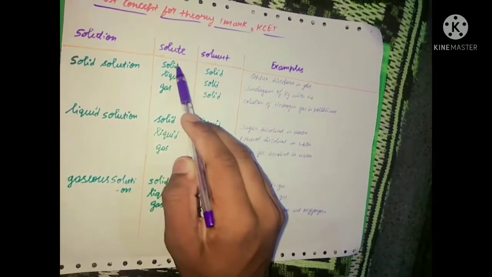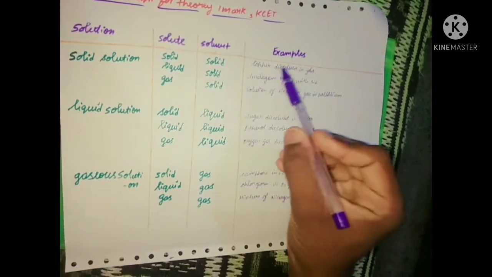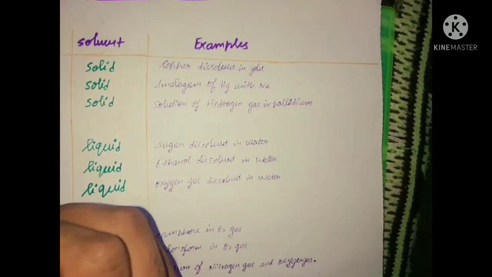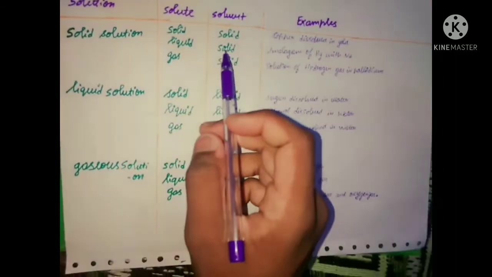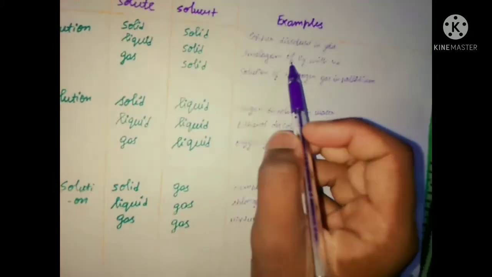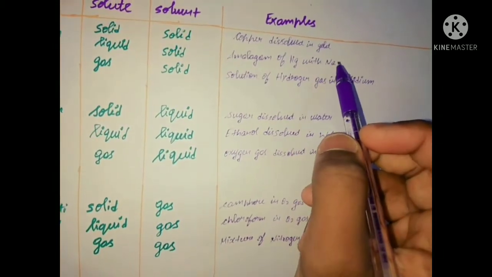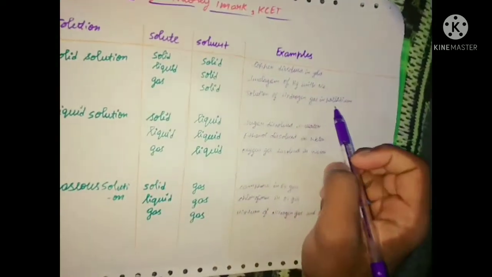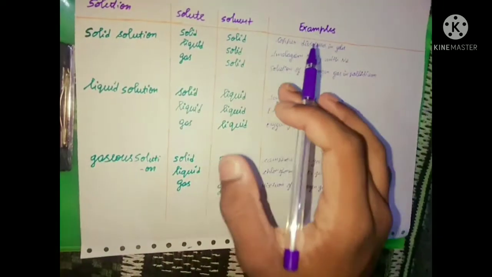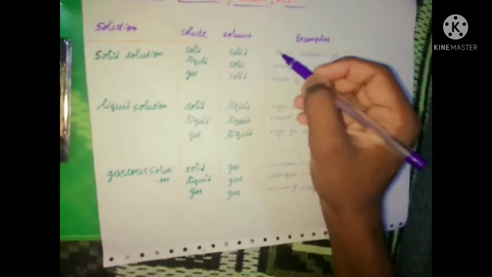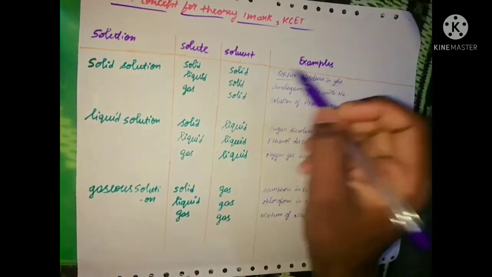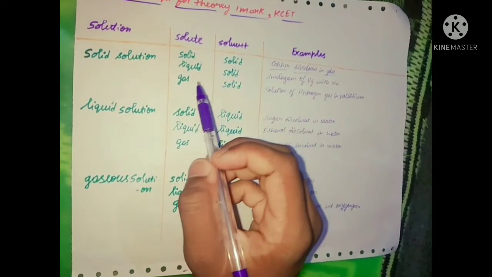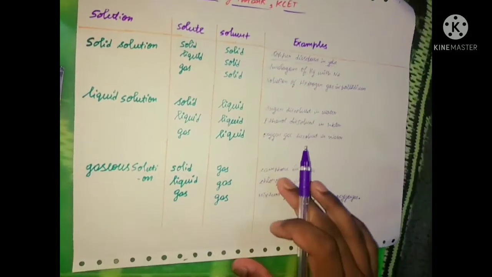When solid is in solid, the example is copper dissolved in gold. Example for liquid in solid is amalgam of mercury with sodium. Example for gas in solid, solution of hydrogen gas in palladium. It's very important for 1 mark. They will ask what is the example for solid in solid solution, liquid in solid solution, gas in solid solution.